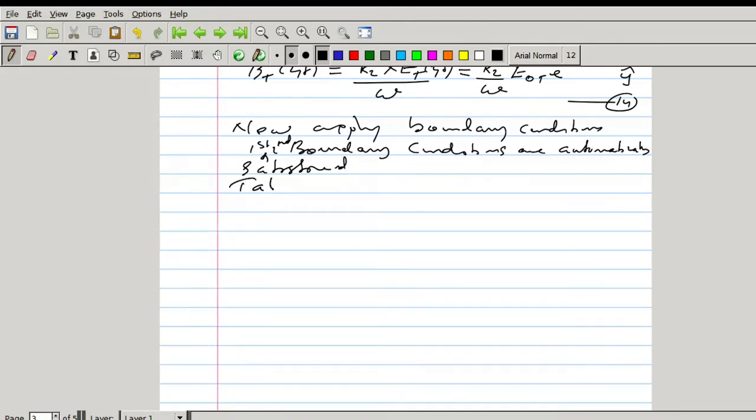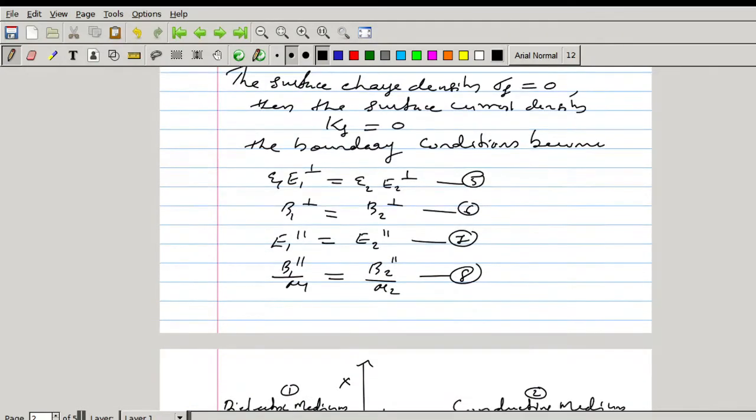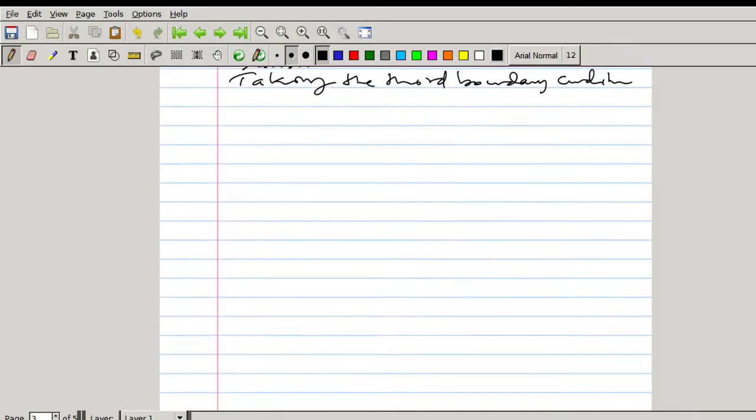Now taking the third boundary condition. What is the third boundary condition? E1 parallel equal to E2 parallel. The parallel component of electric field in the first medium is E incident plus E reflected, at Z equal to 0. That should join with the parallel component of the transmitted wave at Z equal to 0. All the components are parallel to the surface.